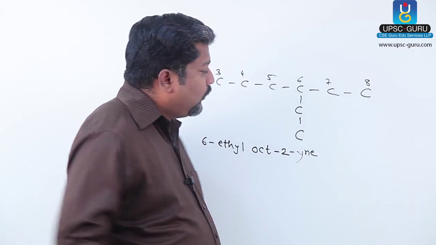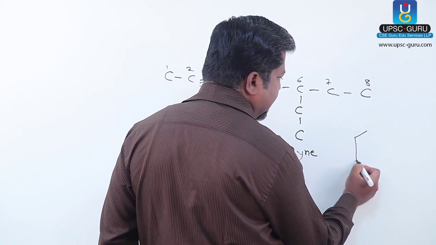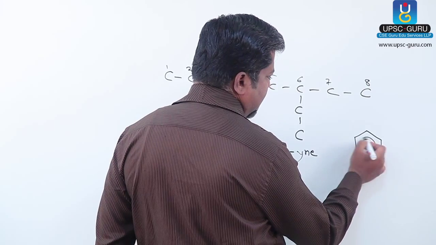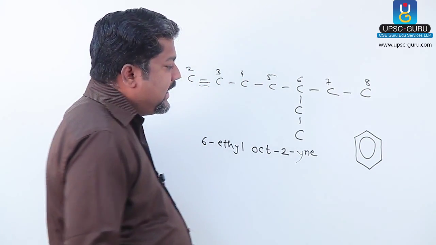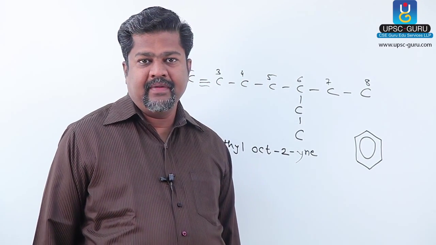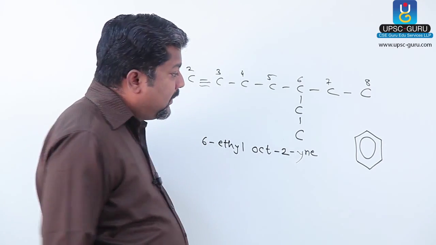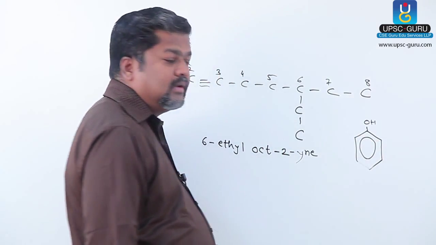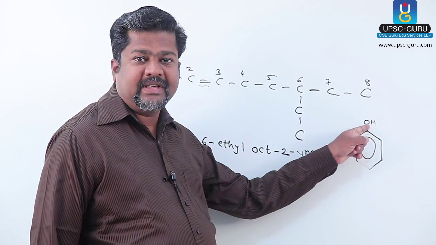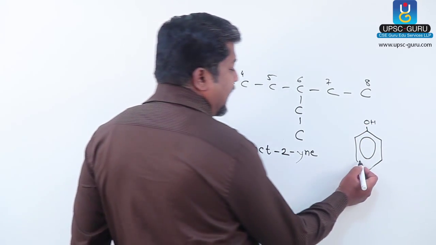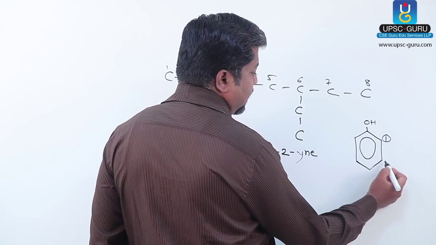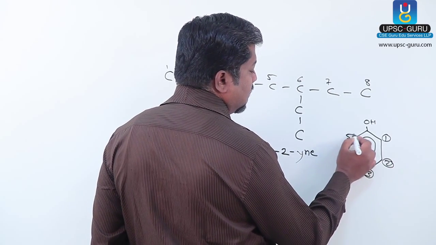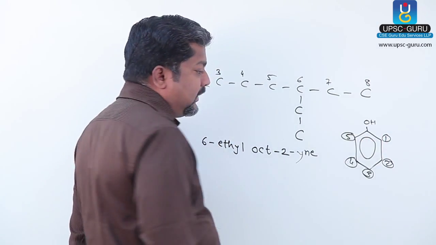Whereas in case of organic compounds, any position should be considered as 1. But suppose an OH group is attached, that means phenol, or a hetero group is attached over here, then we consider numbering like this: 1, 2, 3, 4, 5, like that.